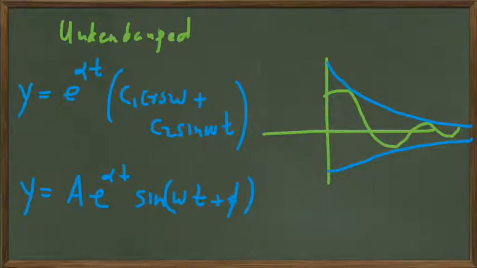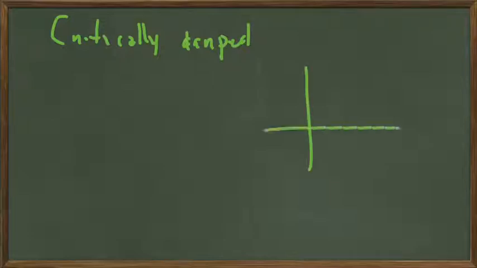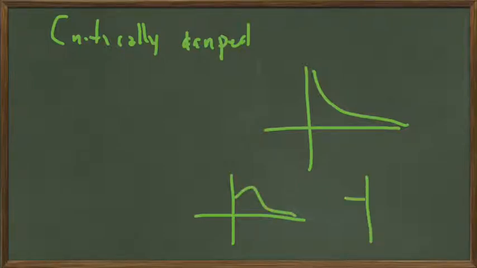Structurally very similar, where A is the square root of c1 squared plus c2 squared, and phi is tan inverse of c1 over c2. And then our final case, which is the critically damped. In the picture, this is the case where it won't return to equilibrium, so it either stays above, or has a max and stays above, or has a min and stays above.